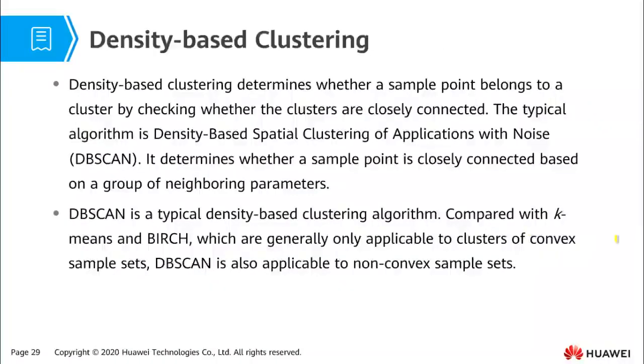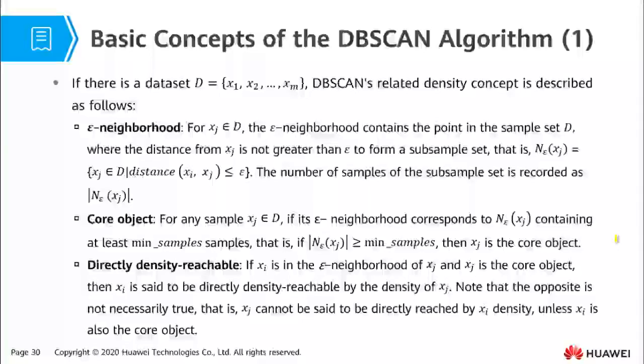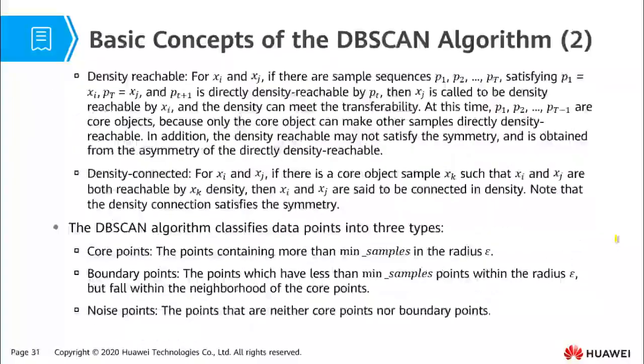Density-based clustering determines whether a sample point belongs to a cluster by checking whether the clusters are closely connected. The typical algorithm is density-based spatial clustering of applications with noise. It determines whether a sample point is closely connected based on a group of neighboring parameters. There are several important concepts in the DBSCAN algorithm: the core points, boundary points, and noise points.